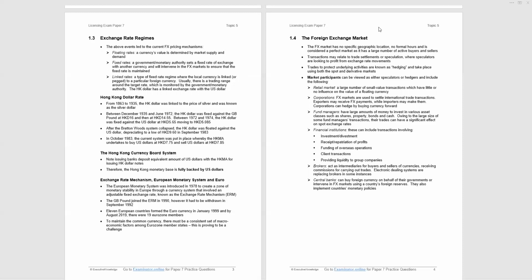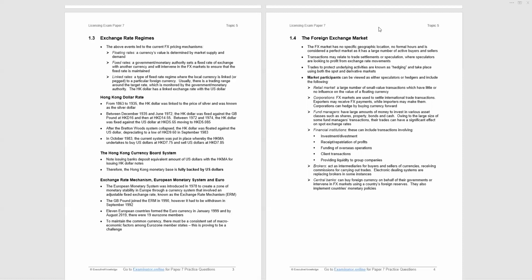Now, the Hong Kong Currency Board system that I just referred to is where note issuing banks deposit the equivalent amount of US dollars for the Hong Kong dollars with the Hong Kong Monetary Authority for issuing the Hong Kong dollar notes. And the money goes into the exchange fund, which is maintained by the Hong Kong Monetary Authority. So the Hong Kong monetary base is fully backed by US dollars. That is, it's a currency board system that operates a linked exchange rate.